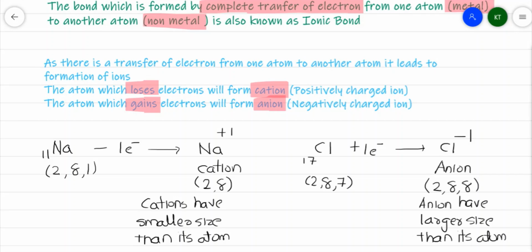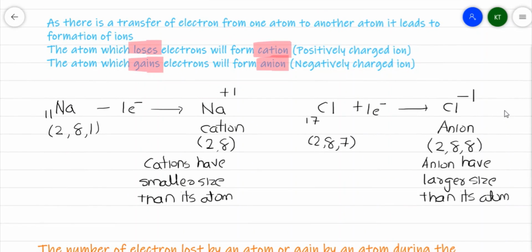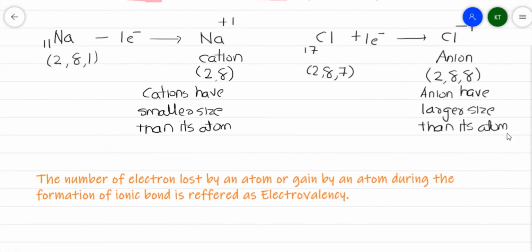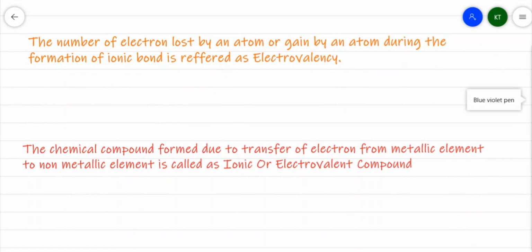So as it results in the formation of positively and negatively charged ions, we come to cation and anion. Now, one more important concept comes, that is electrovalency. So what do you mean by the term electrovalency? It's nothing but the number of electrons lost by an atom or gained by an atom during the formation of a bond. That is called your electrovalency.